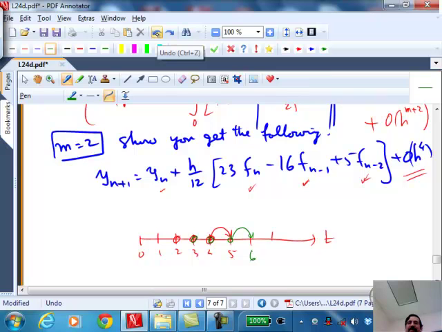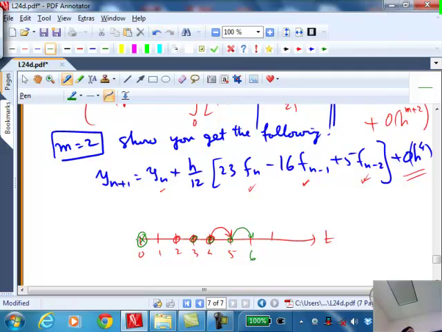Okay, so you need three values at any instant of time with this formula to predict the next value. But you get a very accurate prediction of order h to the power 4. So what are the problems in using such a method? How many points do you start off with? You start off with only 1 point, because I know only this point to begin with.